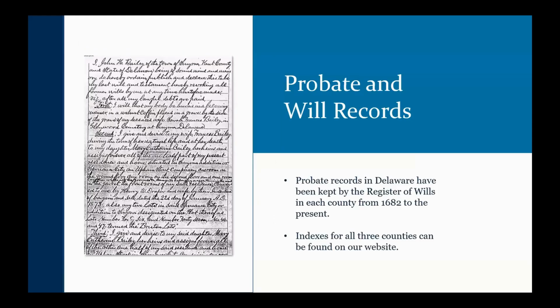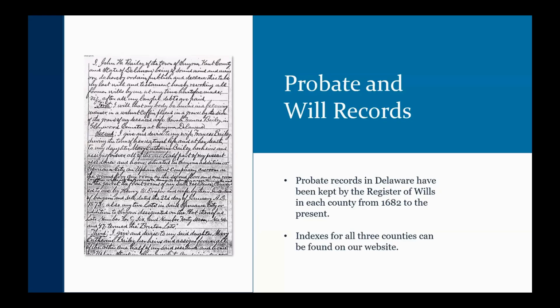Within our records, we also have probate and will records. These are kept by the individual registers of wills for each county, beginning in 1682 to the present day. Depending on what sort of property was owned by your ancestor or the circumstances of their death, you may or may not find a probate or a will. The indexes for all 3 counties can be found on our website as well as in the research room. They're extremely valuable to genealogists.